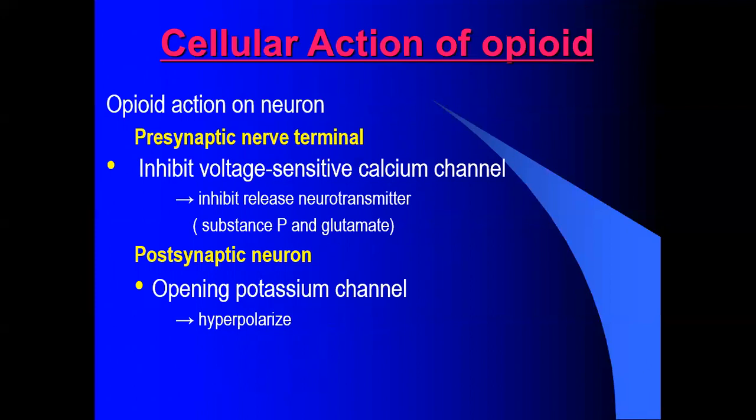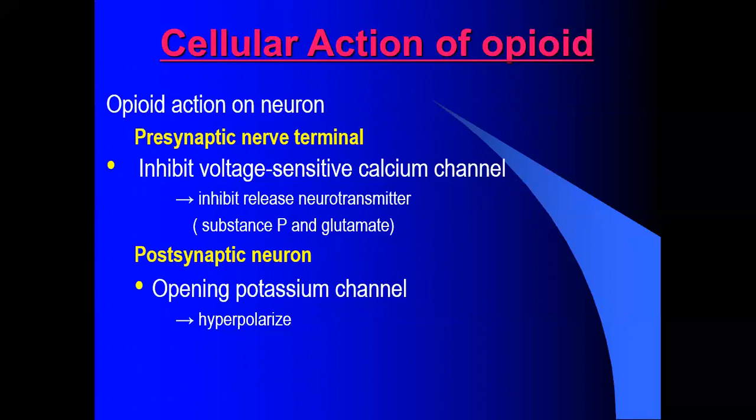Now, what are the cellular actions of opioids? We can take it as mechanism of action, that is, what they do at the cellular level. Opioid action on a neuron: whenever it acts on a neuron, it acts presynaptically and postsynaptically. There are two nerve terminals, and we already discussed how a synapse is made and how signals are transmitted through presynaptic nerve terminals to reach the postsynaptic neuron. Now, what happens at these stages?